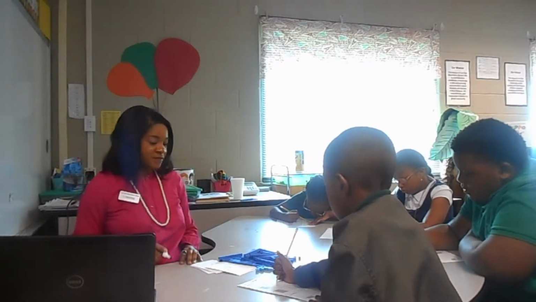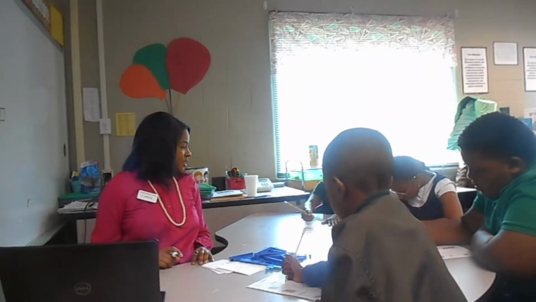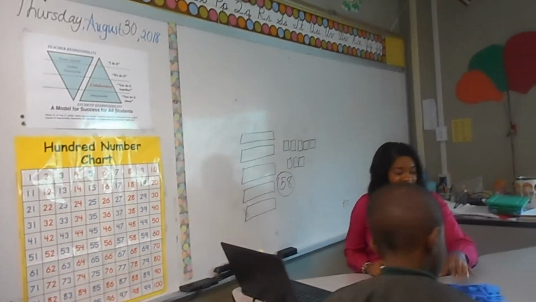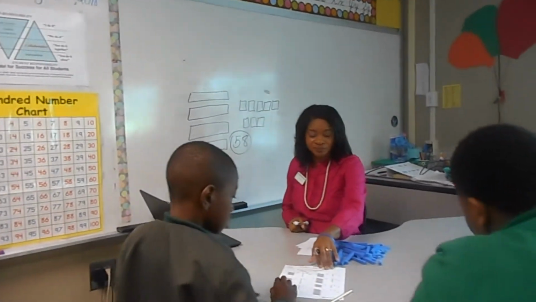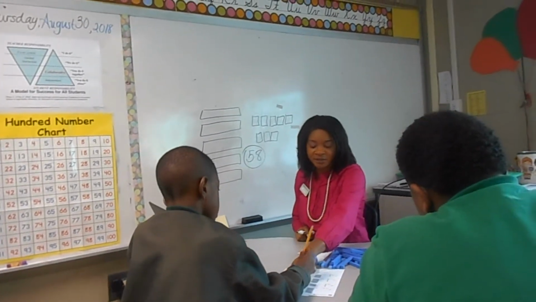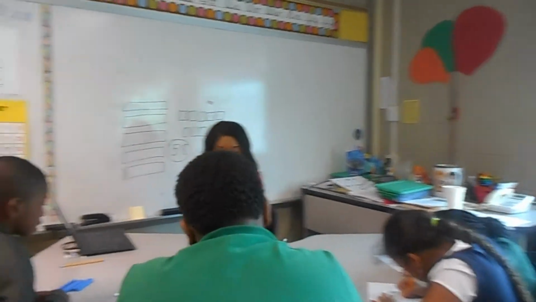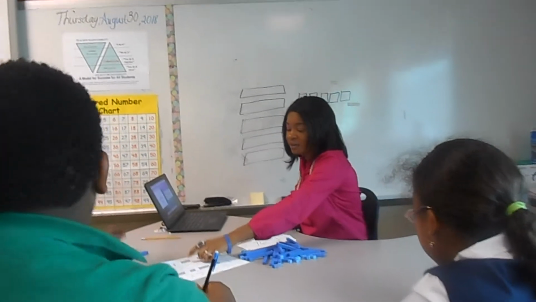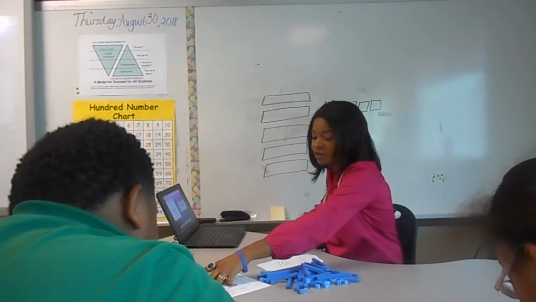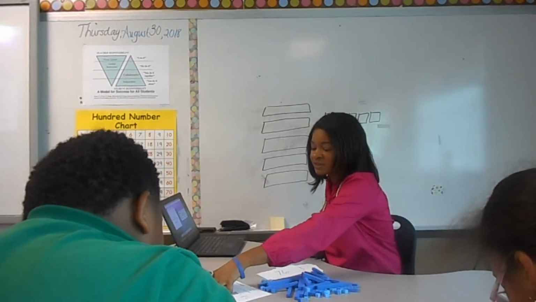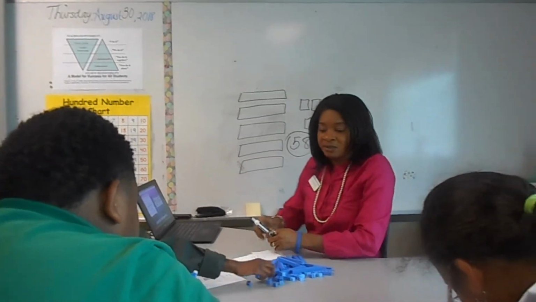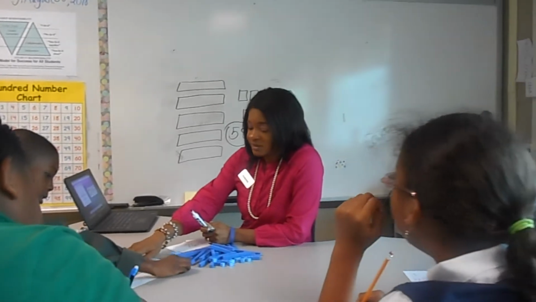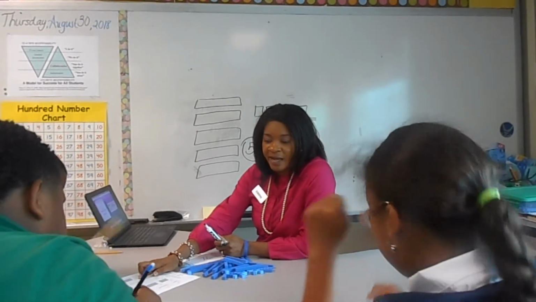So does everybody have that for number 1? You can work ahead. All right. Number 2. Let's count together. Is everybody with me? I need to wait. Okay, let's count. 10, 20, 30, 40, 50, 60, 70. So how many tens do I have? 7. Okay, so what goes on the number line? 7.